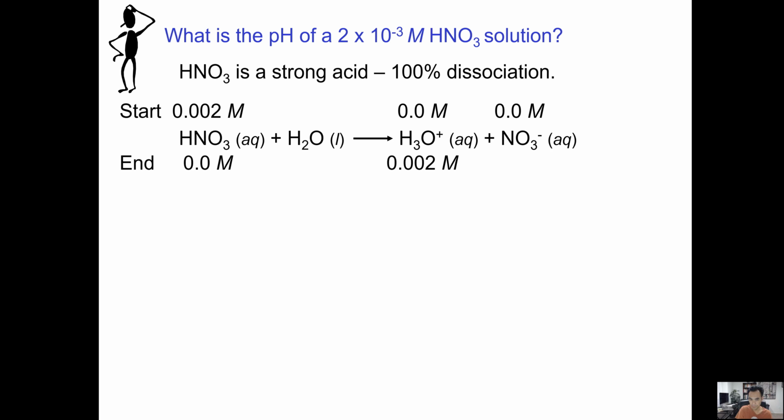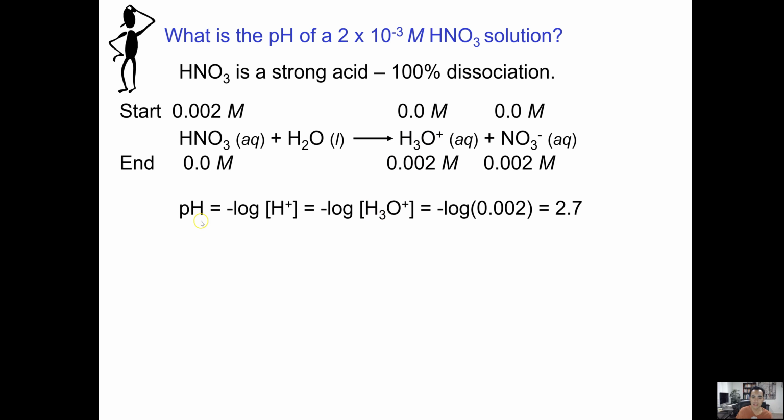All right. When we end, we're going to be shifting this reaction. So the HNO3 is going to end up producing 0.002 of the H3O, and you're also going to be producing 0.002 of the NO3 minus.